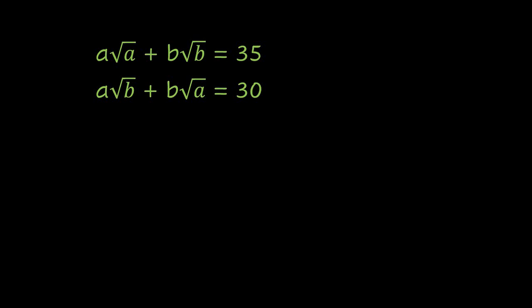In this video, we'll solve the equation for a and b. The equations given are a times the square root of a plus b times the square root of b equals 35. We can give this equation number 1. And a times the square root of b plus b times the square root of a equals 30. We can give this equation number 2. We need to find the value of a and the value of b.